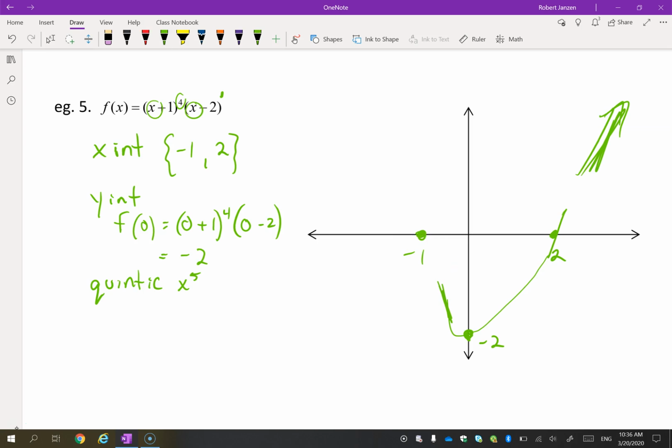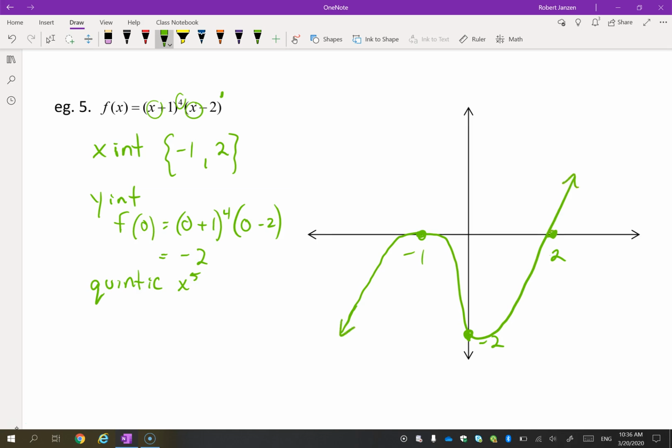Alright, so let's put this all together. Let's see if we can draw this graph. I know I'm starting down here, and at that zero I want to bounce, and I want to bounce quite flat. Then I'm coming here and crossing there. Okay, there's my graph.